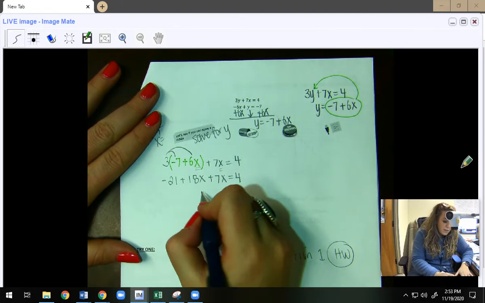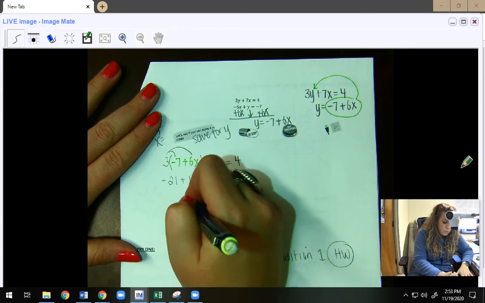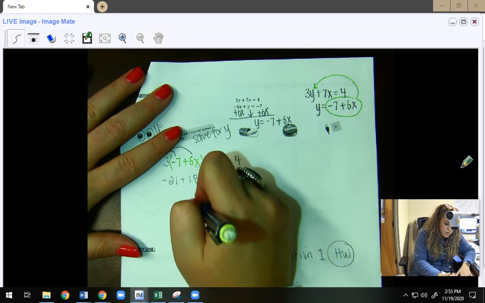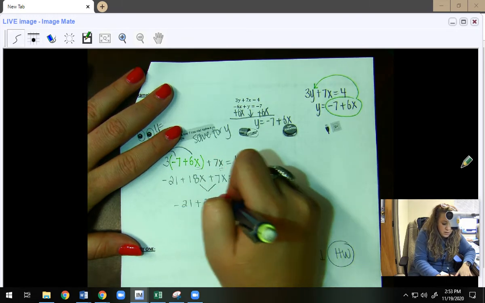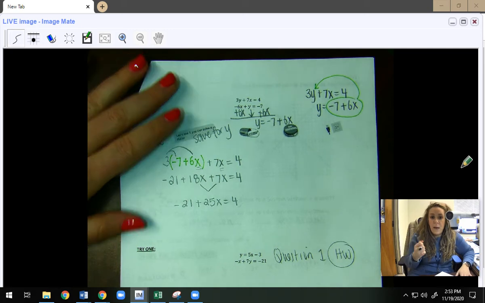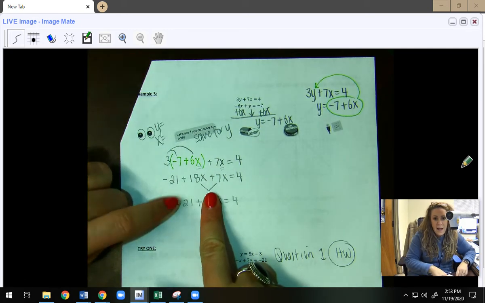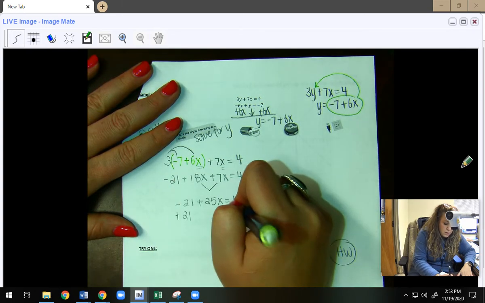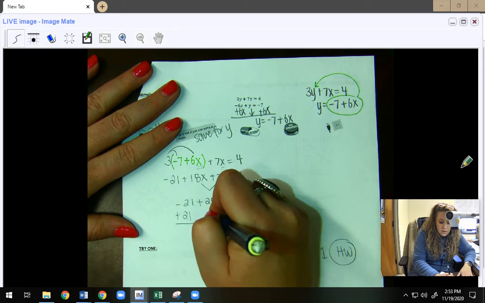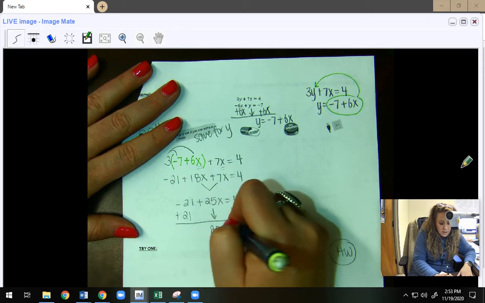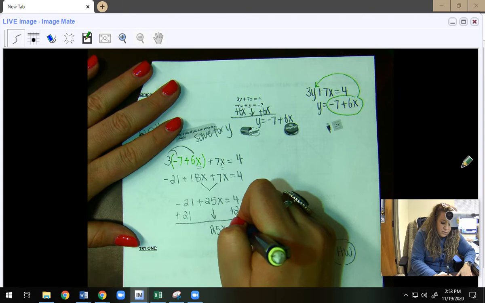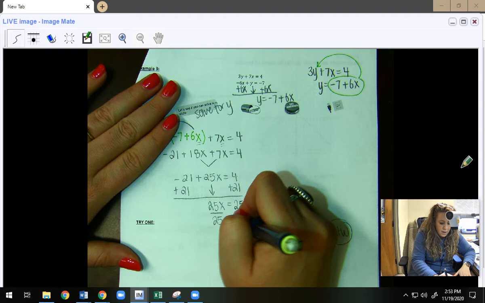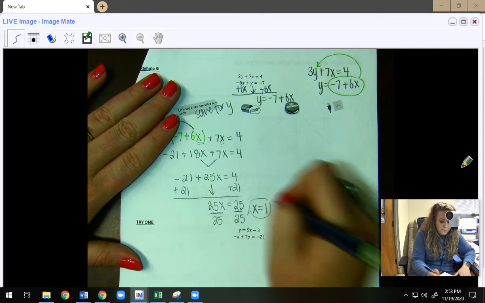Okay, I'm going to combine like terms here. So I get negative 21 plus 25x equals 4. Okay, I'm getting x by itself. So I see a minus 21, so I'm going to add 21 to both sides. Okay, this comes down. 25x equals 25. Okay, I get to divide, and I get x equals 1.